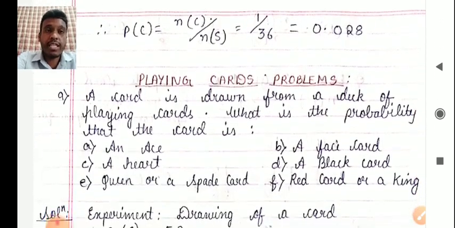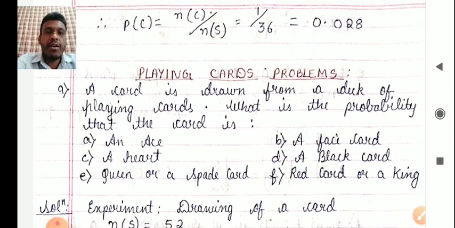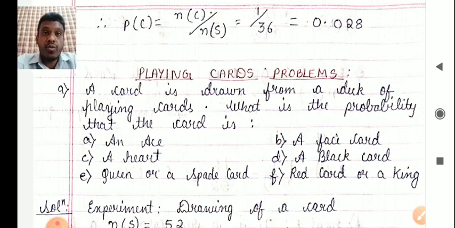And then we are moving towards the next type of problems, that is playing cards problem. So we shall solve playing cards problem today. The ninth problem goes like this: a card is drawn from a deck of playing cards. Okay, from a set of playing cards, that is, in total number of cards are 52. So from those 52 cards, which do not include joker or anything else, you are drawing a card. What is the probability that the card drawn is: a, an ace, b, a face card, c, a heart, d, a black card, e, queen or a spade card, f, a red card or a king?